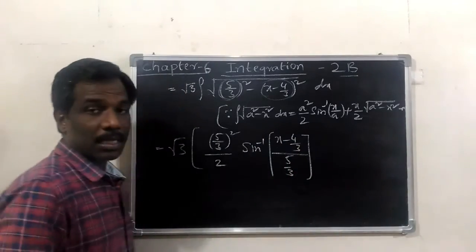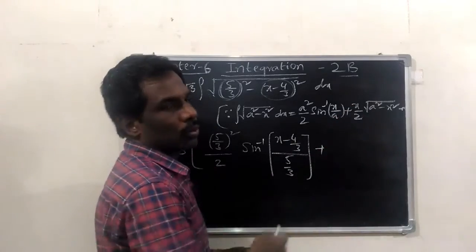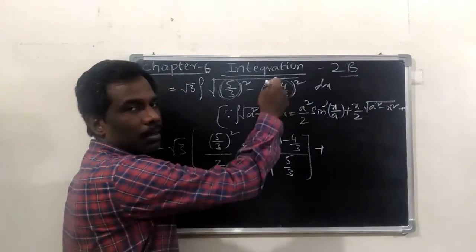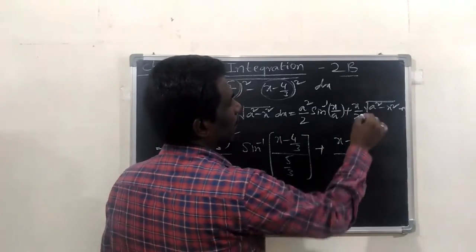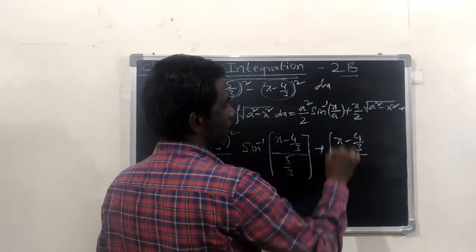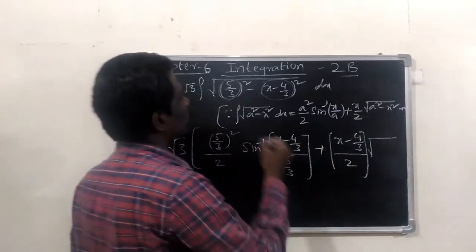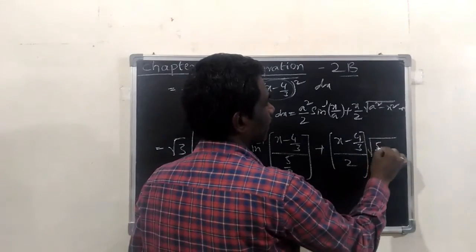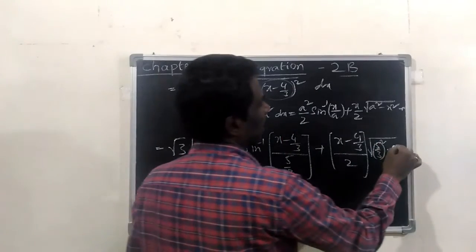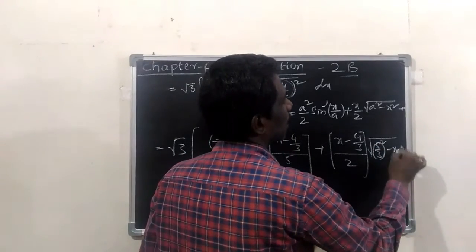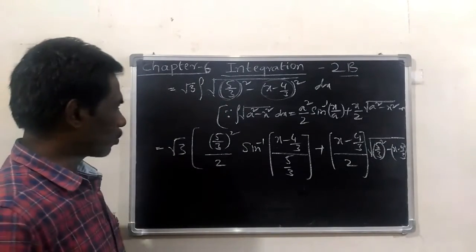This is what? X by a. And next plus x by 2. So what is x? X is this one, x minus 4 by 3 by 2, and under root of a square is what? 5 by 3, whole square minus x square is x minus 4 by 3 whole square.